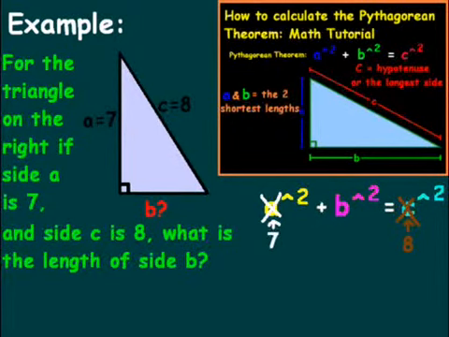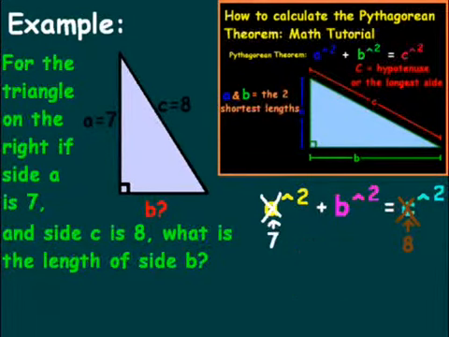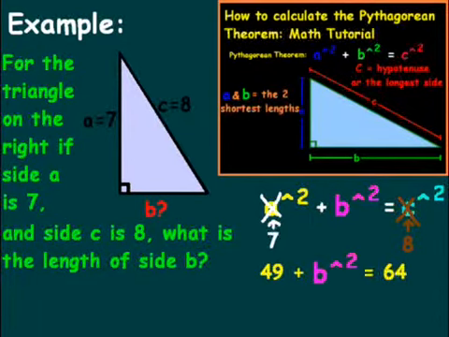Right there. Now what we want to do is square both those numbers, because both those numbers are supposed to be squared, and then rewrite the equation. So after we do that, we get 7 squared is 49, and then 8 squared is 64. So we're going to have 49 plus b squared equals 64.